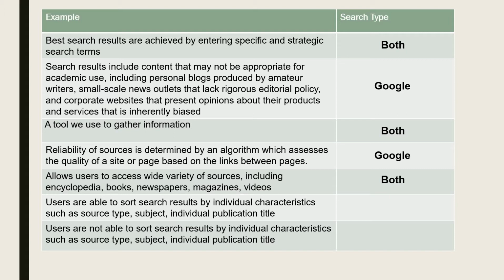Users are able to sort search results by individual characteristics such as source type, subject, individual publication title. That would be a database. You can really refine your search. Users are not able to sort search results by individual characteristics such as source type, subject, individual publication title. That would be Google.